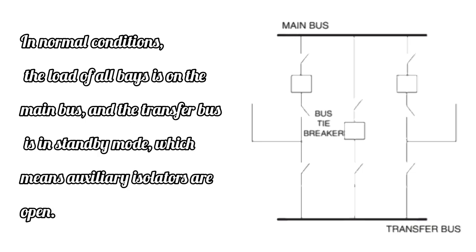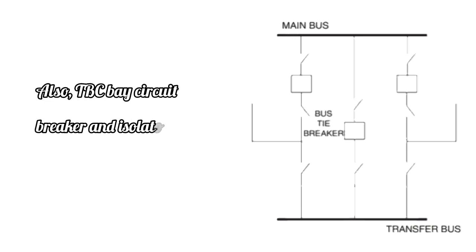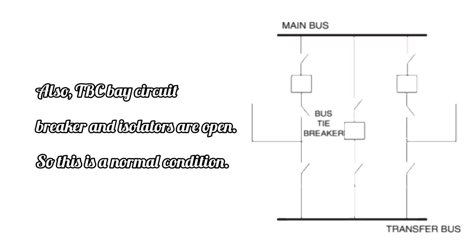In normal conditions, the load of all bays is on the main bus, and the transfer bus is in standby mode, which means auxiliary isolators are open. Also, the TBC bay circuit breaker and isolators are open. So this is a normal condition.